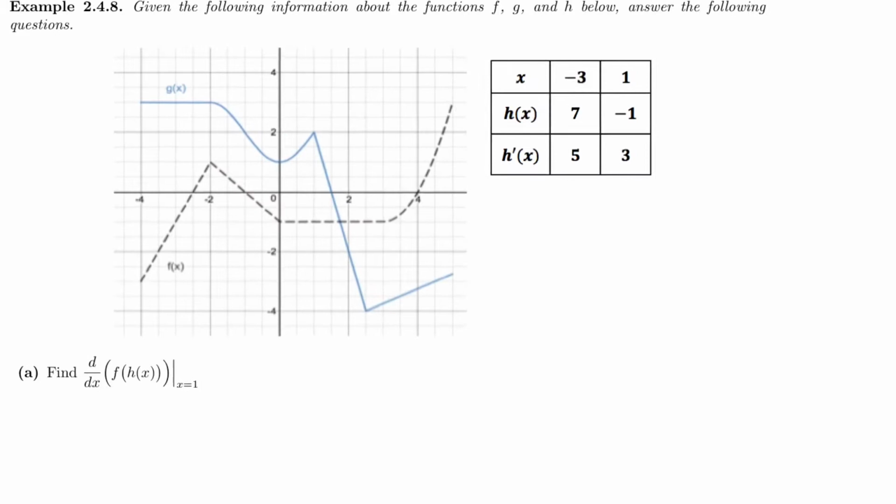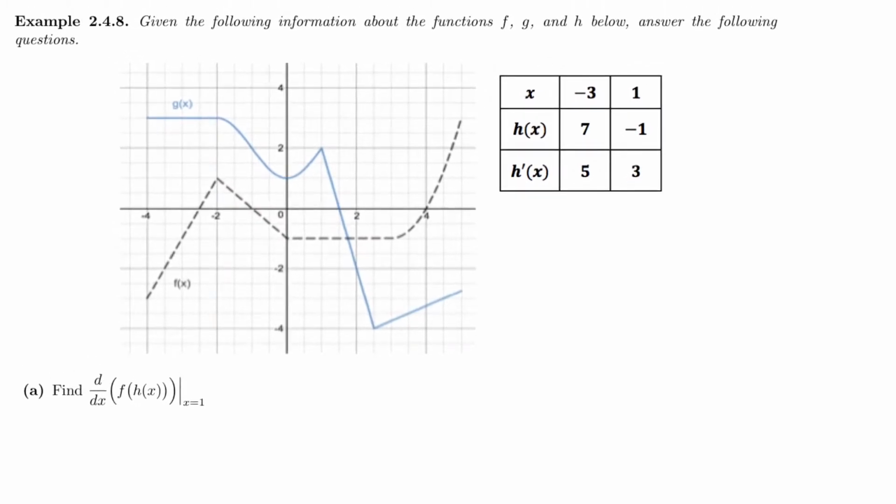So let's move on to a graphing example. So we have a graph. This is the graph of g, this is the graph of f. This says g of x, and this guy right here says f of x. So the dashed lines are f of x, the blue line is g of x. And then there's a third function, h of x, that has information over here. This notation, remember, means evaluated at x equals 1. So the derivative evaluated at x equals 1.